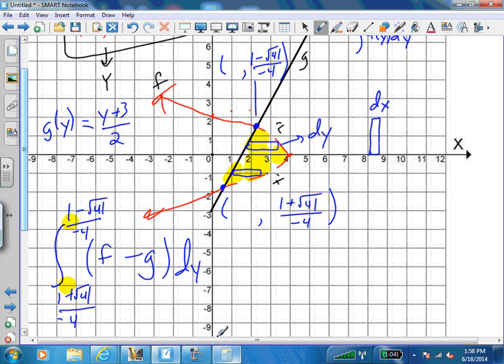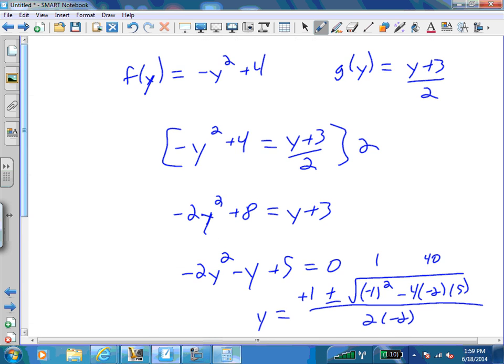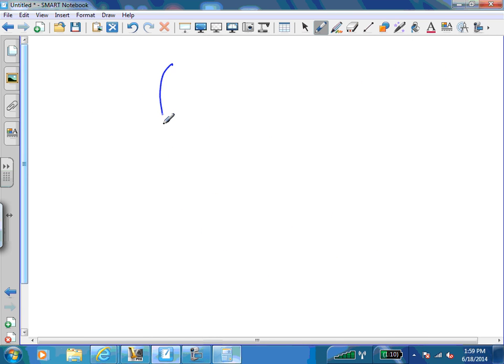Now, typically you're not going to have to do as much as we did. We actually had to come up with our functions because I made the picture up. Normally they're going to give you the functions. They're going to give you f of y and g of y, and we have to find out where these points are by setting them equal to each other, and we have to find out which is on the left and which is on the right. So basically, we go from the lowest y to the highest y.